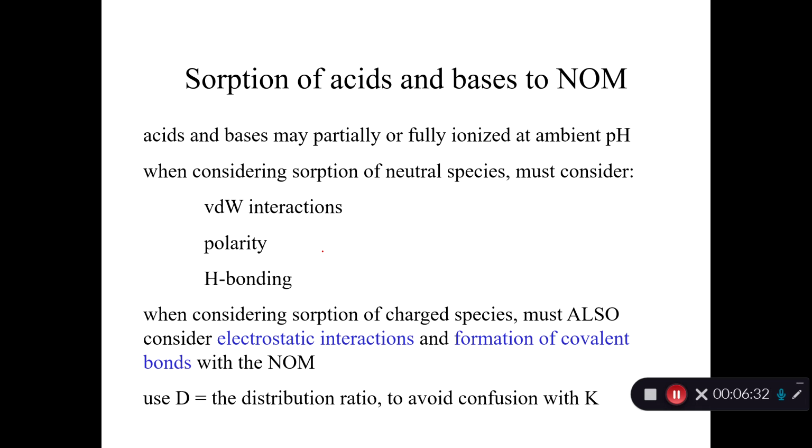So we know that sorption is going to be a function of the big three types of intermolecular interactions: van der Waals forces, polarity, and hydrogen bonding. But now that we have a charged species, we also have to consider these electrostatic interactions. And there's also a potential that we could form covalent bonds between the chemical and something like natural organic matter. So again, we're going to use the letter D as a distribution coefficient to avoid any confusion with K, capital K, which is an equilibrium constant.